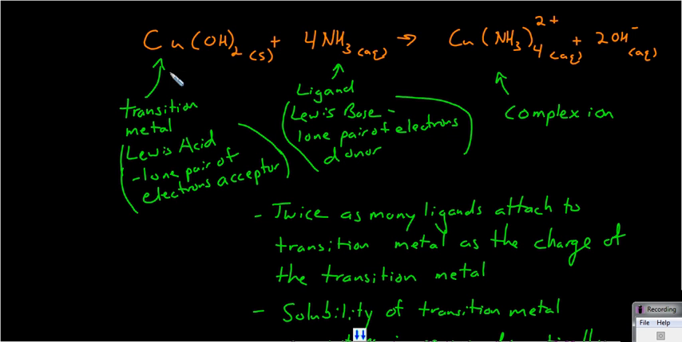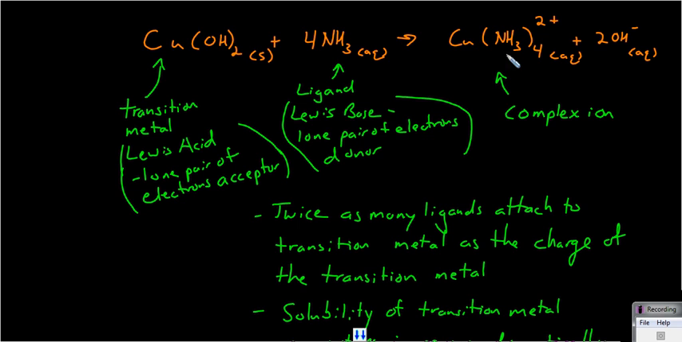Now, if you have transition metals, they can have ligands attached to them. Now, these ligands will attach in an odd ratio. Consider copper II hydroxide. Copper has a +2 charge within this solid, yet 4 ammonias will attach to it. We'll see that we'll often get twice as many ligands attaching to transition metals as the charge of that transition metal. And those ligands will attach to that copper.